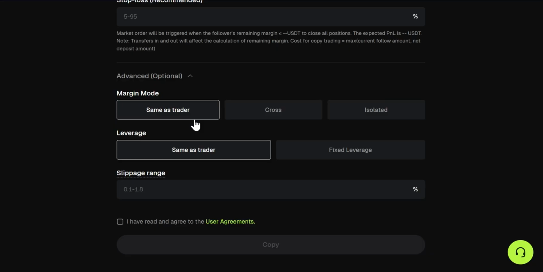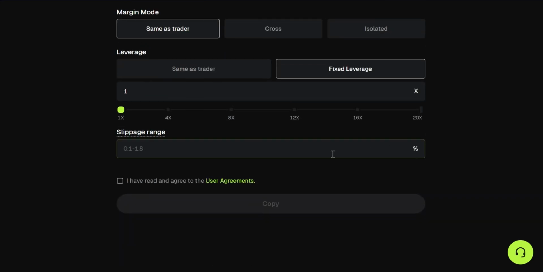You can also customize what leverage you're using. You can use the same leverage multiplier as the trader, and also you can have a fixed leverage. You can also customize your slippage range. A copy order will not be initiated if the entry price deviates beyond either the default maximum slippage or the slippage threshold you set, which is typically represented as a percentage difference from the master trader's order fill price. The default slippage varies from 0.1 to 1.8% for different trading pairs.